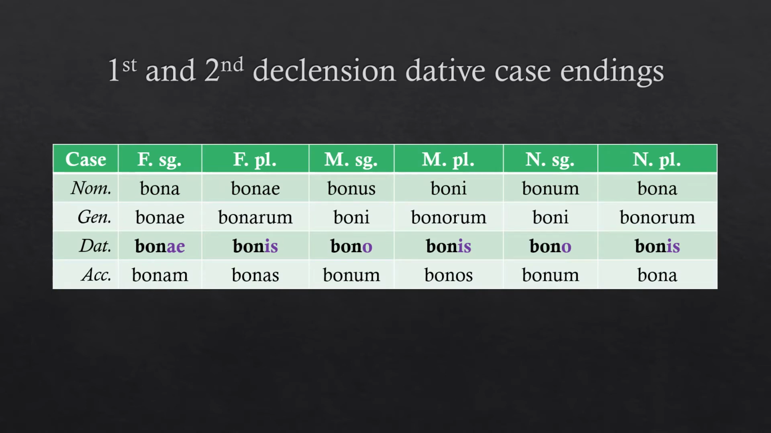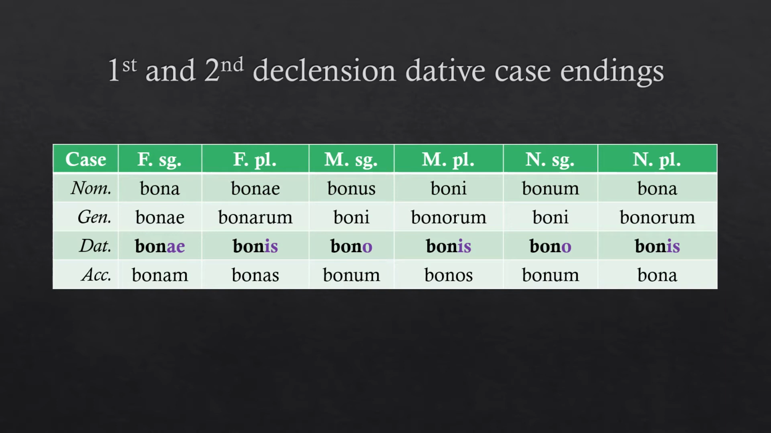Here are our dative case endings for the first and second declensions using bonus. Feminine singular, bonae. Feminine plural, bonis. Masculine and neuter singular, bono. Masculine and neuter plural, bonis. What patterns do you notice? The dative plural in both declensions and all three genders is -is.